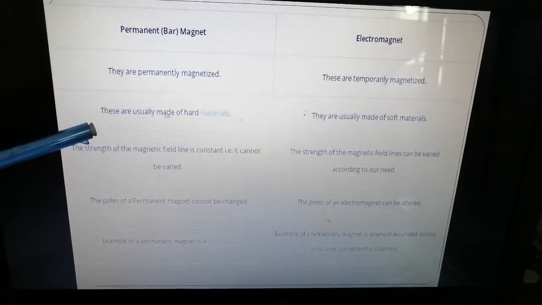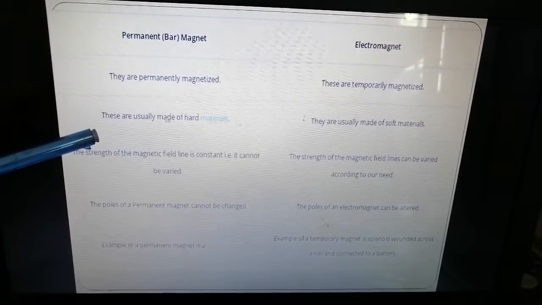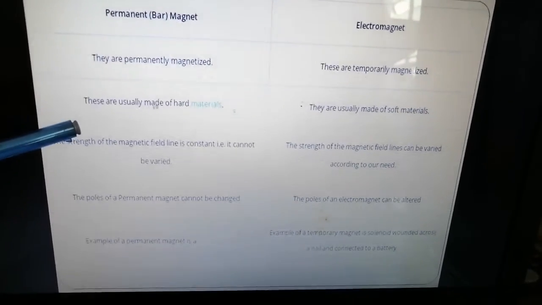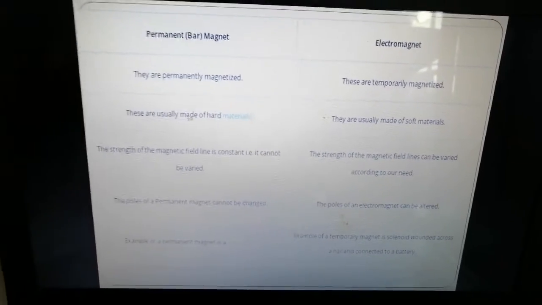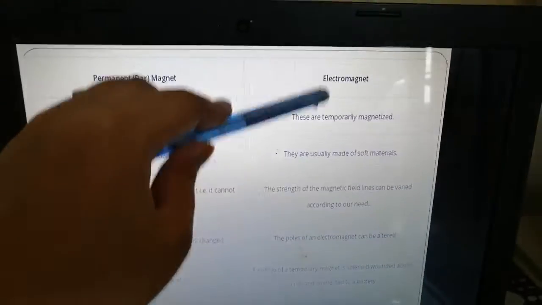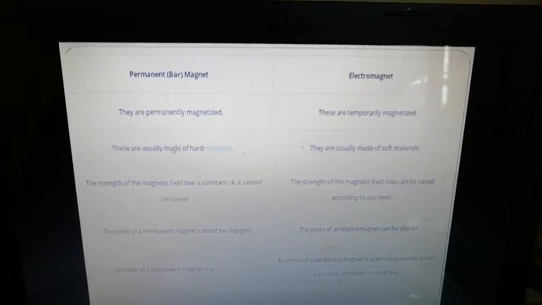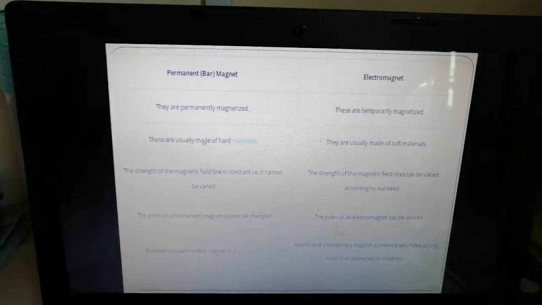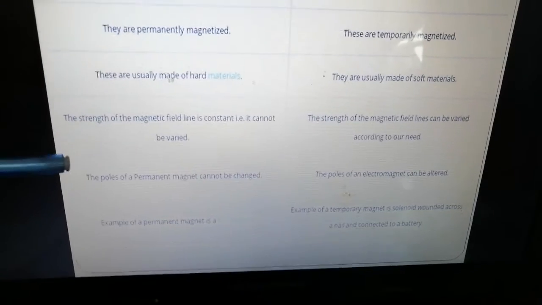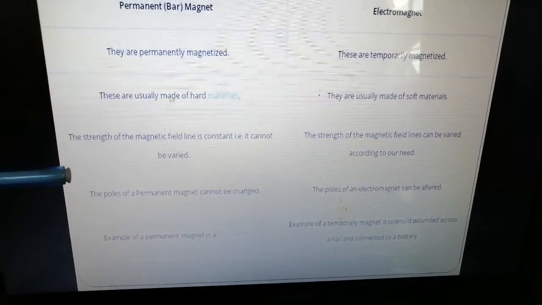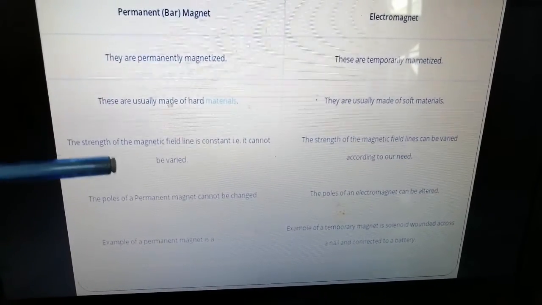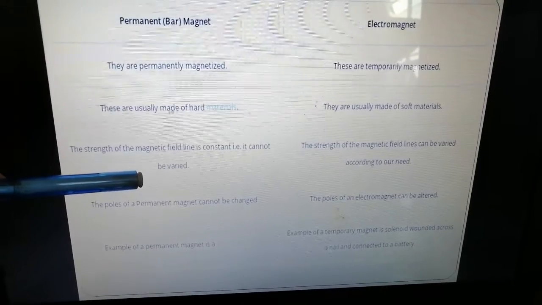Number 2, they are usually made of hard material. This is a bar magnet that I show you. Electromagnets are usually made of soft material, for example iron. And then the strength of the magnetic field line is constant. So for example, it cannot be varied.